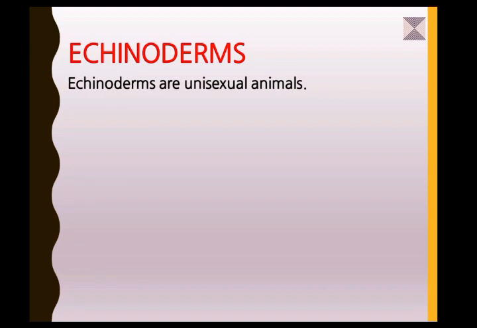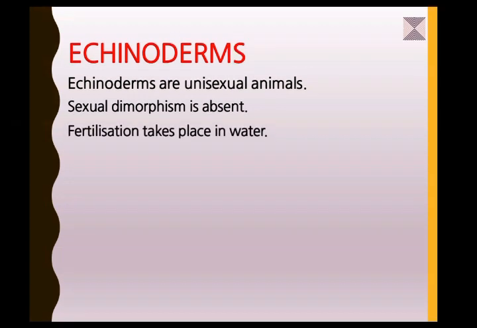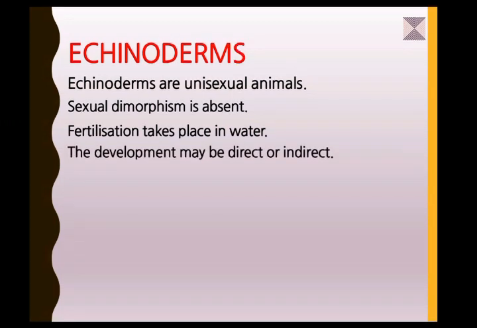So if I go further in this particular part, the echinoderms are unisexual animals. So sexual dimorphism is absent over here. Fertilization takes place in water, so that means the fertilization is external. The development may be direct or indirect. You should be very clear that if it is a direct development, then the form which is formed between the eggs and the adults will be very comparable to a juvenile stage, very close to the adult ones.